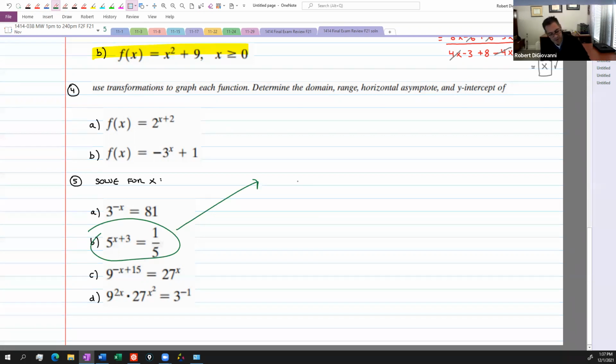We're supposed to solve for x. 5 to the x plus 3 equals 1/5. Now look, there's multiple ways to do this. There's an easy way and there's a hard way. Let me do the easy way first.